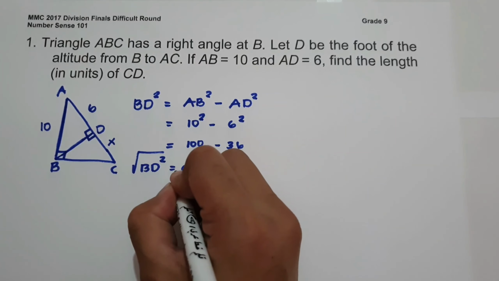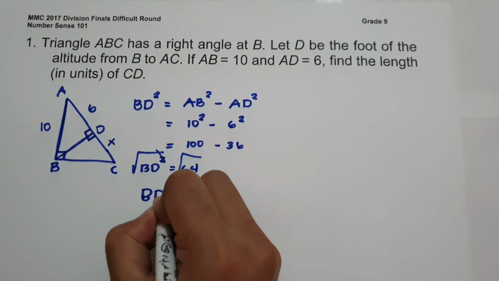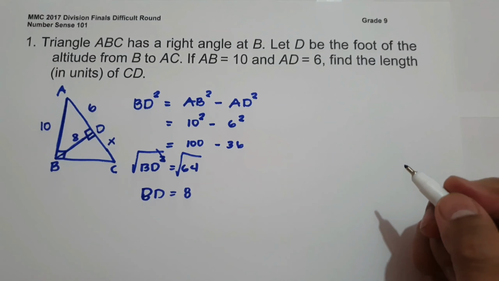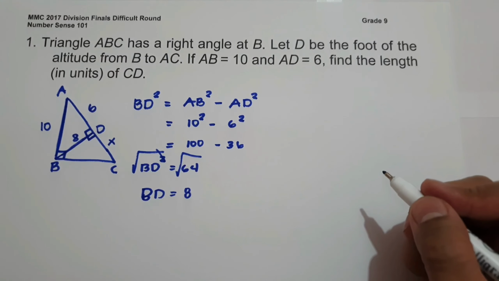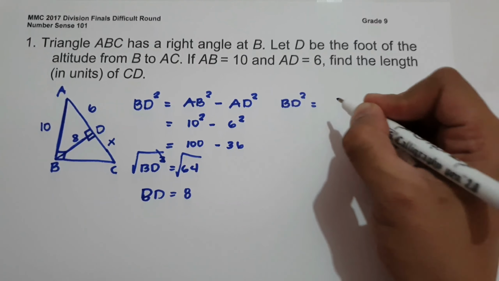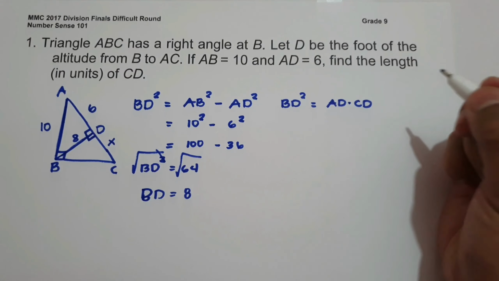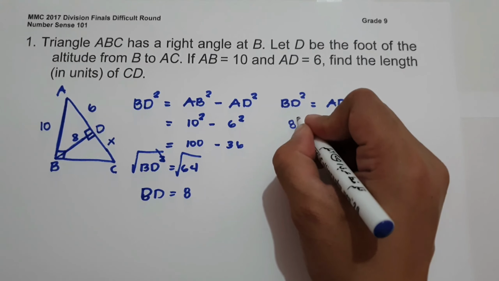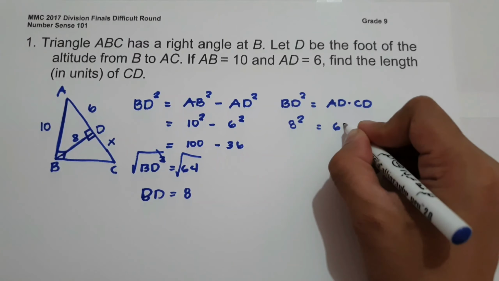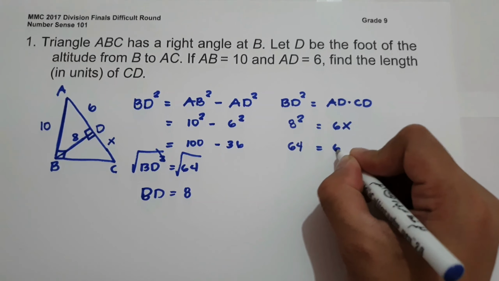So let us square root both sides of the equation. Let's cancel this one. So the measure of BD is 8. So this side is 8. And then, to find the measure of CD, let us have BD squared equals the product of AD multiplied by CD. So if BD is 8, and then we have a square, equals AD, that is 6, and CD, that is x. So 8 squared, that is 64, equals 6x.